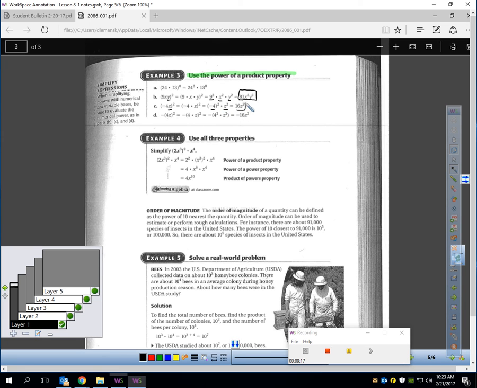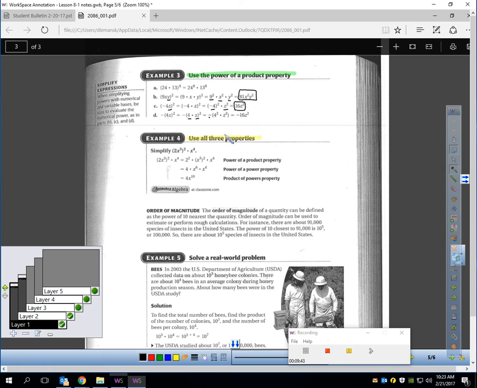I have 16z squared. And in my final example, I have to apply the 2nd power to the 4, and I have to apply it to the z. I do not apply it to the negative in front because the negative is not inside the parentheses. So I have a negative out front, I have 4 squared and z squared, and I'd have negative 16z squared.